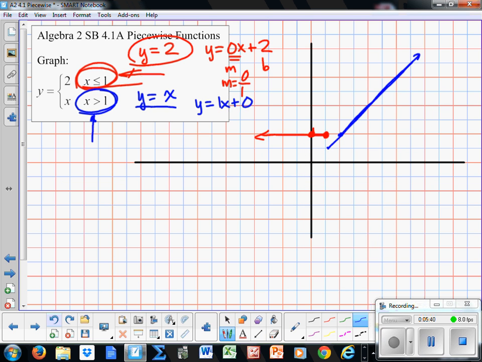Not only that, I don't want 1 itself. So like on a number line, I'm going to put an open circle there. Okay, and this is it. You've just witnessed, or successfully graphed, your first piecewise function.